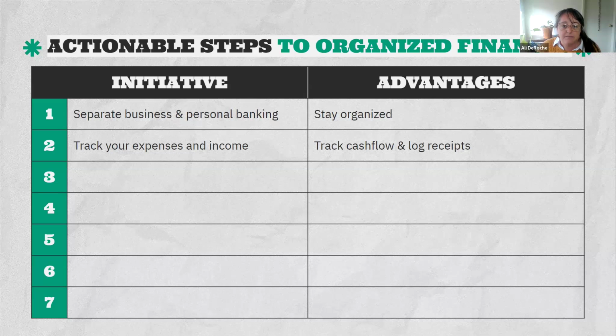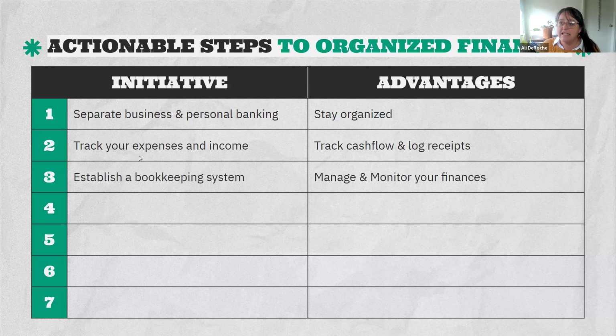All right. So step number 3. Now that you've got an idea of starting to track those expenses and that income, let's go ahead and try to establish a bookkeeping system, right? You're starting to keep a good idea of where your money is going out, where your money's coming in. And now we need to decide, how do you want to keep these things organized?